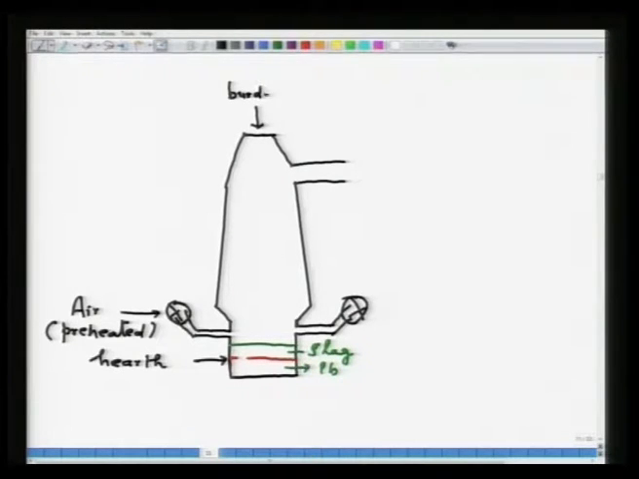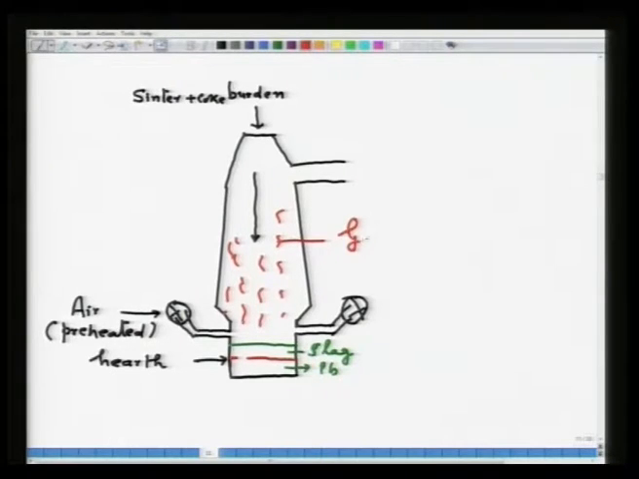Here you have a burden which is travelling downwards, and burden consists of sinter plus coke. So, the burden is descending downward and the gases which are forming travel upwards. Now, mind you, here the gases consist of zinc vapor plus CO plus CO2 plus nitrogen, and if there is some excess oxygen, that will also be there.